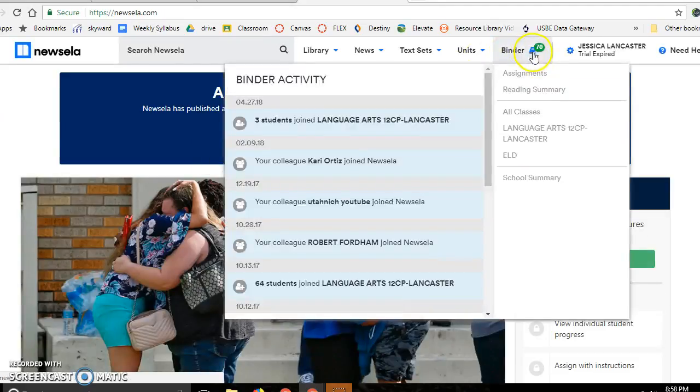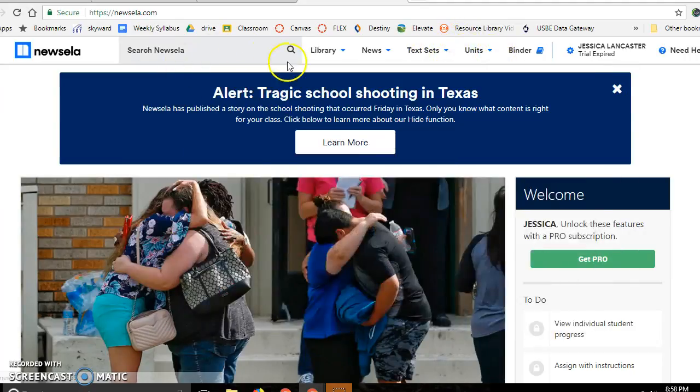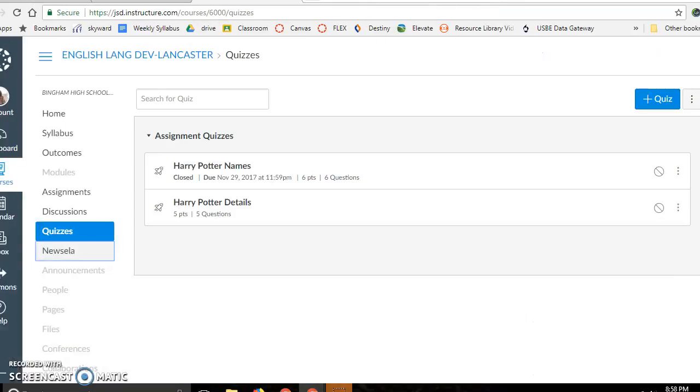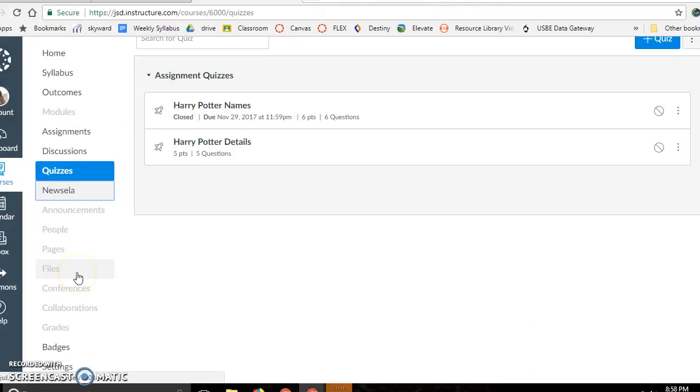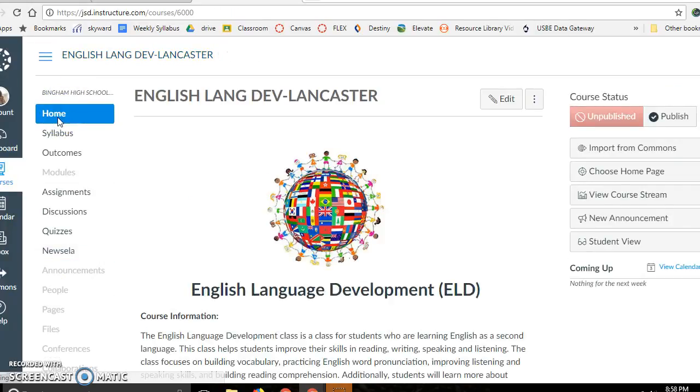And then Newsela, I always have that. I use it for my English language learners because you can do the different Lexile levels, and there's just so many different things that they can do that they're interested in. Yeah, I think that is it for my Canvas course. Hooray! Back to home.